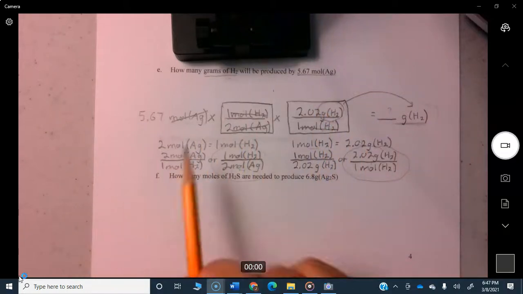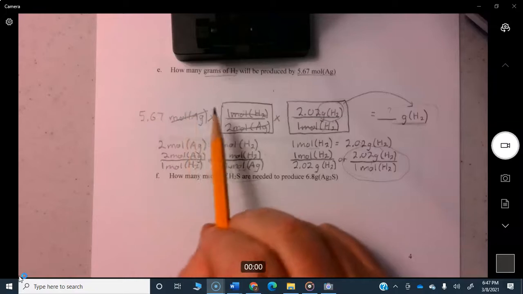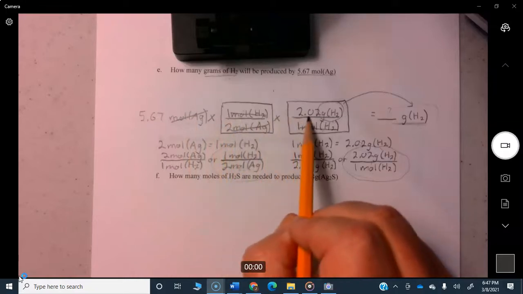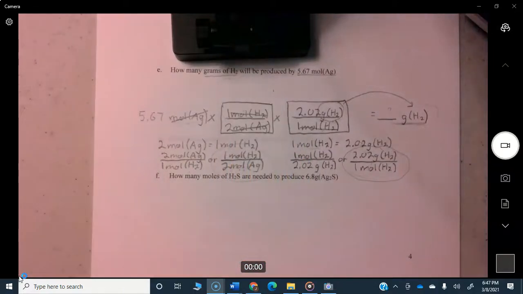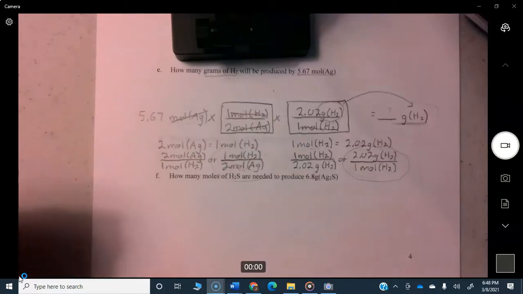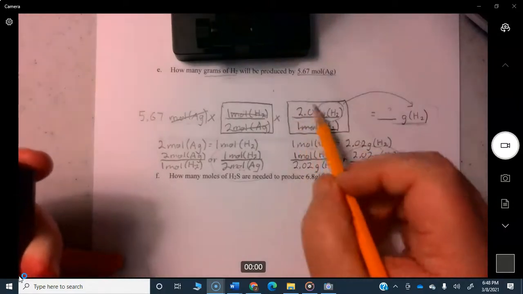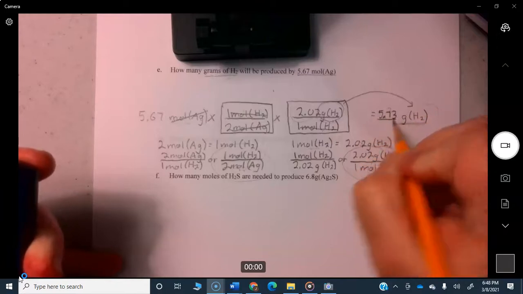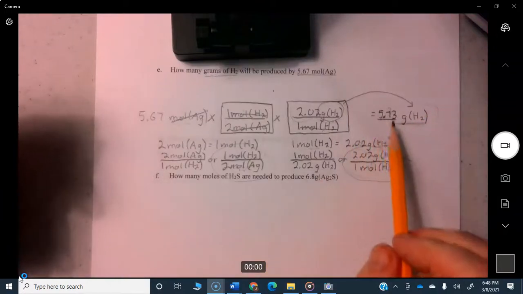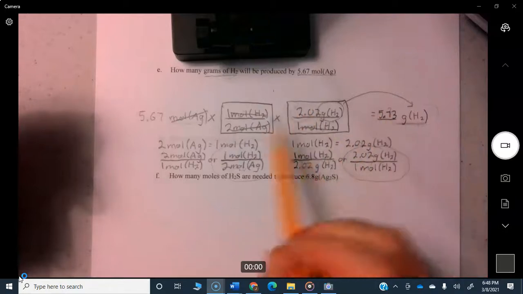So now we're ready to do the numbers. So it's going to be 5.67 times 1 times 2.02 divided by 2 divided by 1. So let's go ahead and do that. And we get 5.73, and 3 significant figures is good. 5.73, just rounded up. So that's 3 sig figs. We have 3 sig figs there and there.